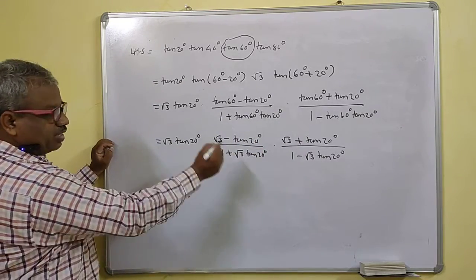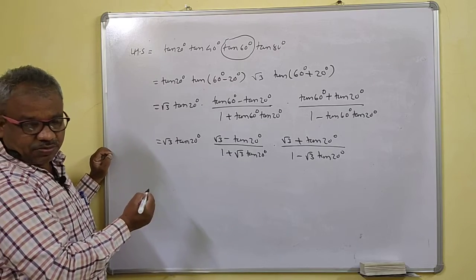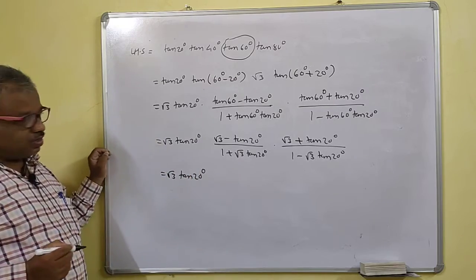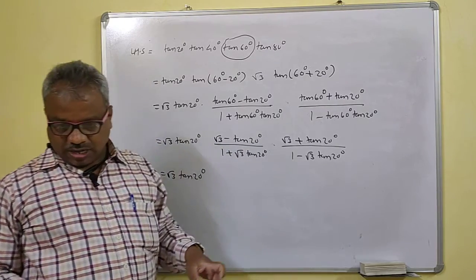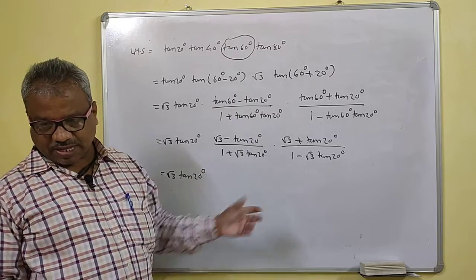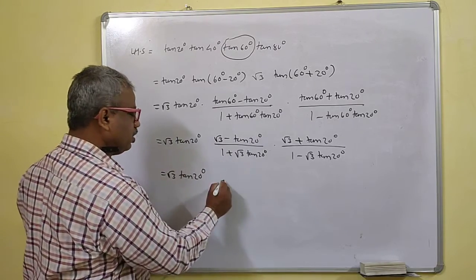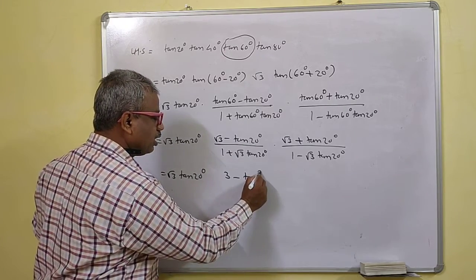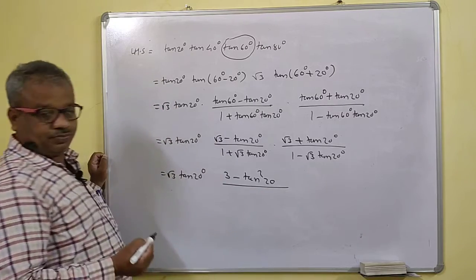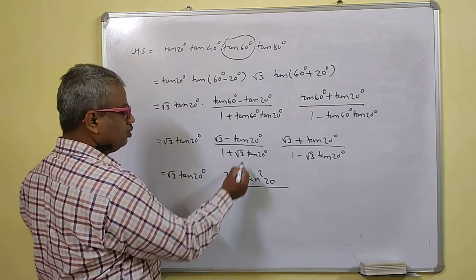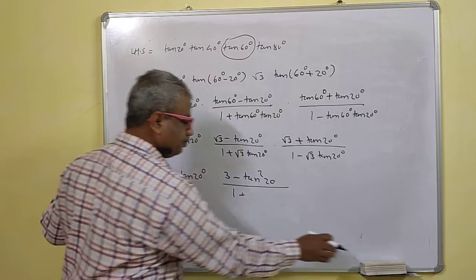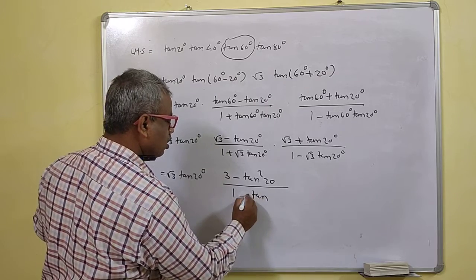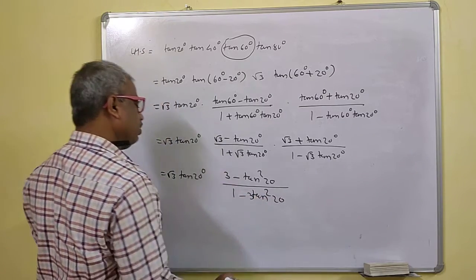So what we will do? We'll take the multiplication of the numerators and the multiplication of the denominators. So this is root 3 tan 20 degree. The a minus b, a plus b gives a square minus b square: square of the first term minus square of the second term. So the square of this one is 3, minus the square of the second one, tan square 20, upon the square of the first one, 1, minus 3 tan square 20 degree.